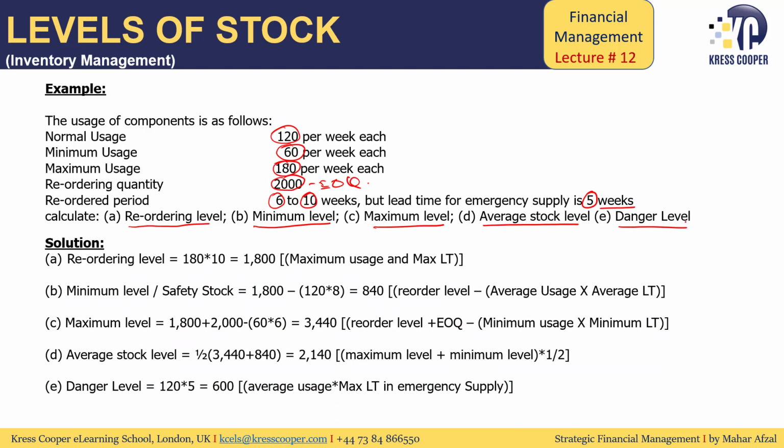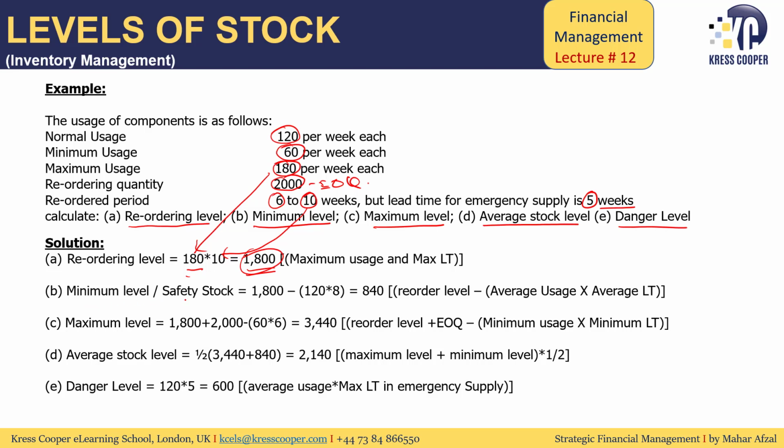This is the solution. Reorder level is equal to maximum usage and maximum lead time. Maximum usage is 180 and maximum lead time is 10. So this is called my reorder level.